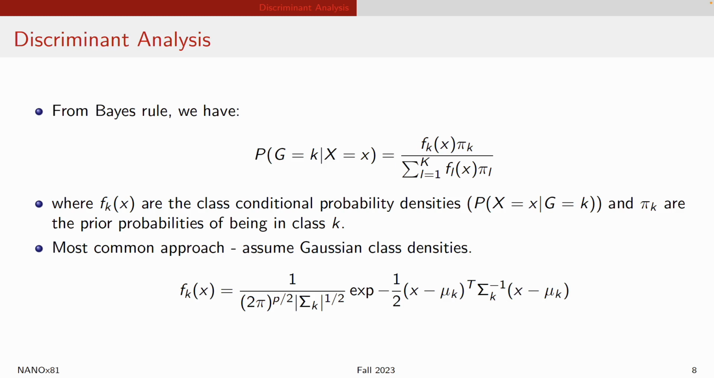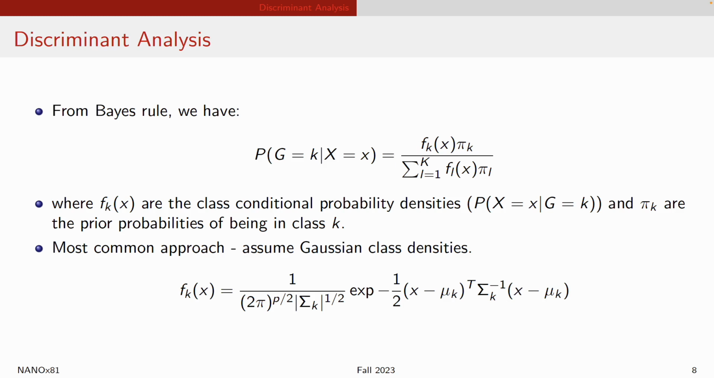Bayes' rule simply states that the probability of G equals K, of your observation being in class K given your observed feature set, is just equal to the class conditional probability density multiplied by the prior probability of being in class K, divided by the sum of the multiplication of your class conditional probability for each class and the prior probability for each class. Okay, so this is basically a statement. This is basically your Bayes' rule, right?